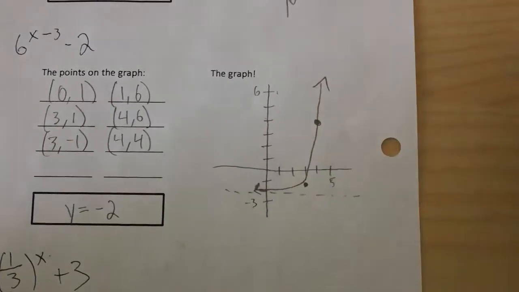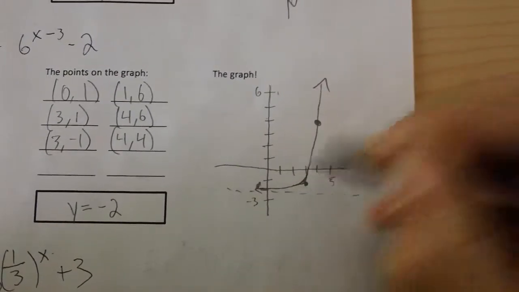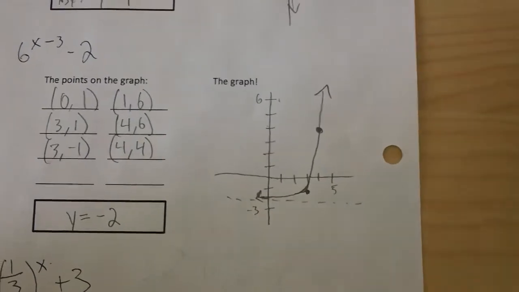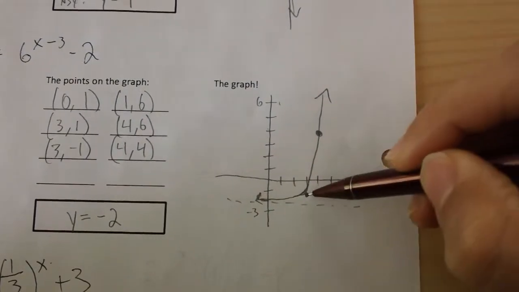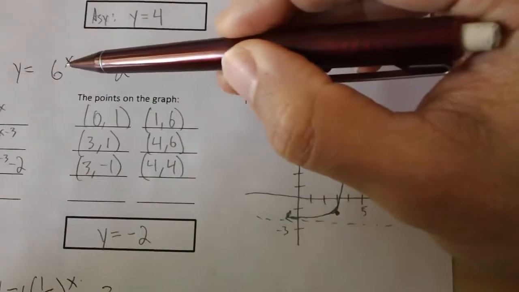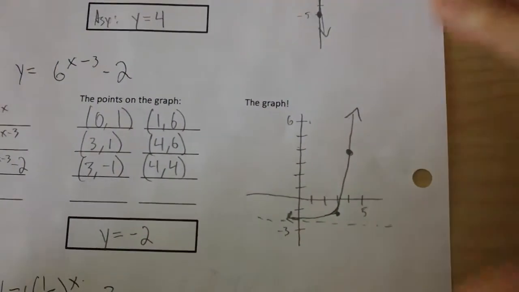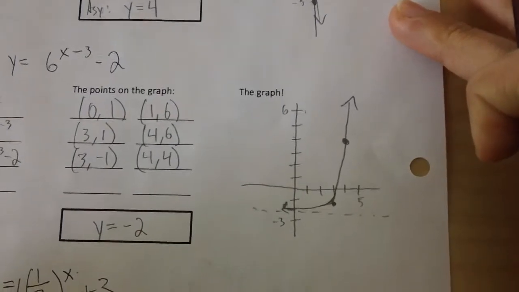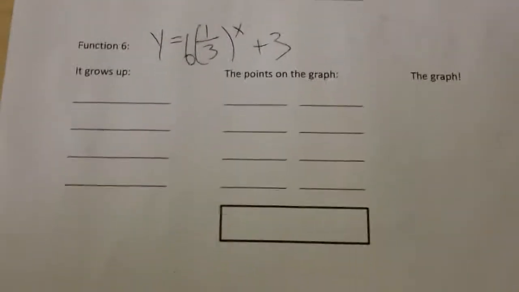Oops, didn't quite get that point there. As you can tell, this is really steep, right? It gets really close here to the asymptote pretty quickly because the base is 6. That's going to make it a pretty steep curve. And then moving on to the last problem.